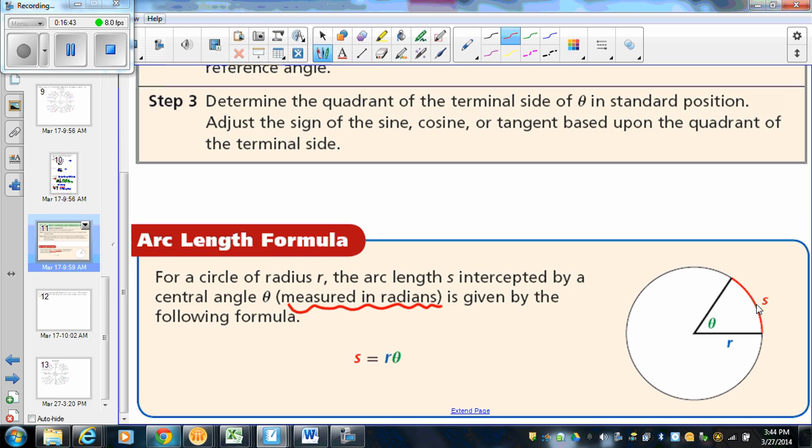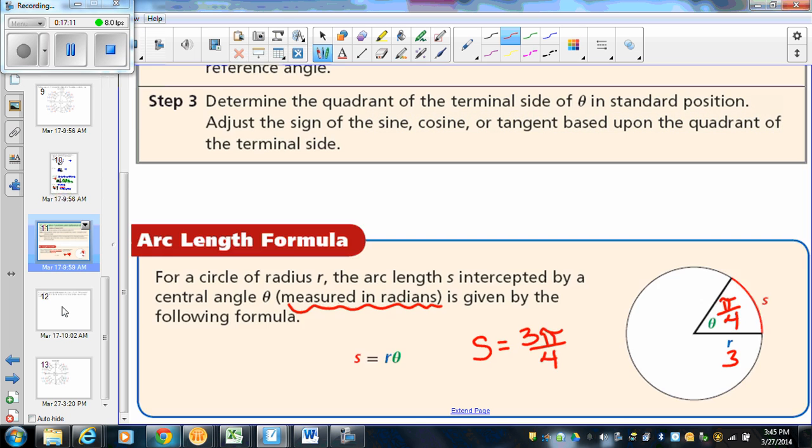So for example, if we had a radius of 3 and this angle here was pi over 4 radians, my arc length would be 3 times pi over 4, or 3 pi over 4. So that means if I took a piece of string and ran it along this length S and then laid it up against a ruler, it would be as long as the decimal of 3 pi over 4.